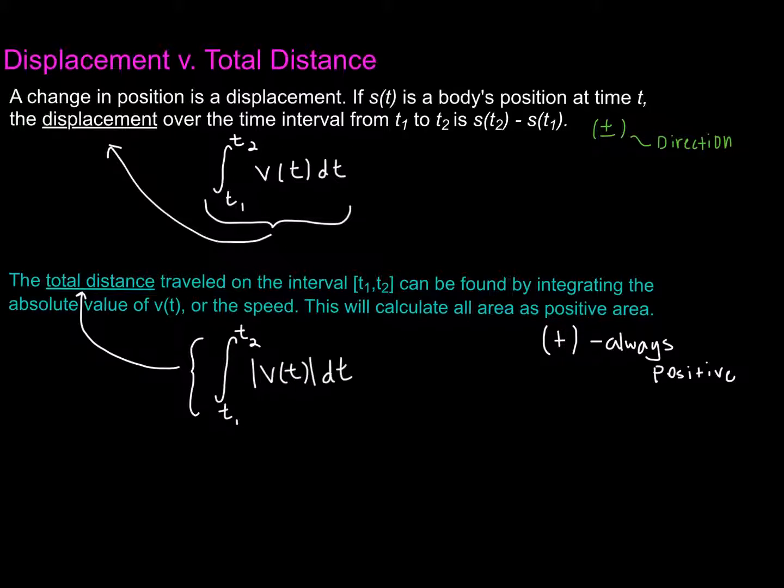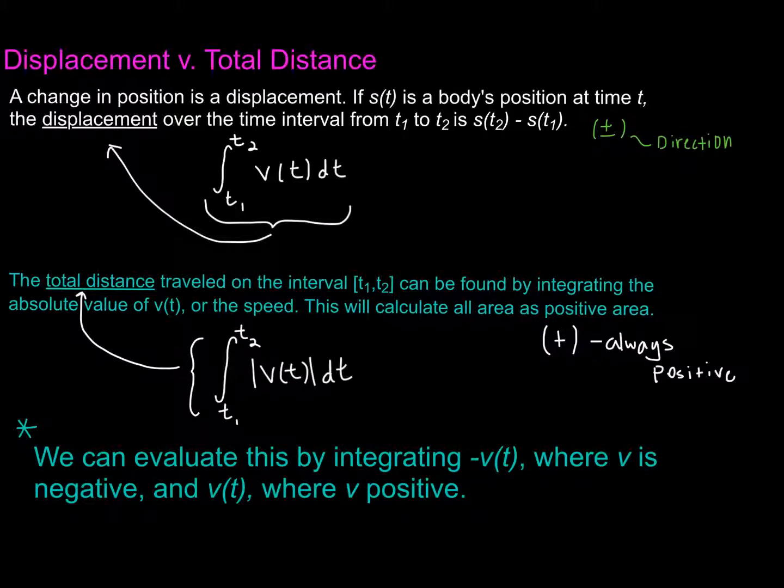So what we're going to do is, when v of t is positive, we just integrate as normal. But when v of t is negative on that interval, we'll integrate negative v of t so that we end up with a positive area. And this is actually quite simple. The only work that we really have to do here is find out where v is negative and where v is positive. You can make a quick little sign chart, and that will help you ascertain that information. So let's go ahead and do a quick example with that, just to make sure we feel comfortable finding total distance.